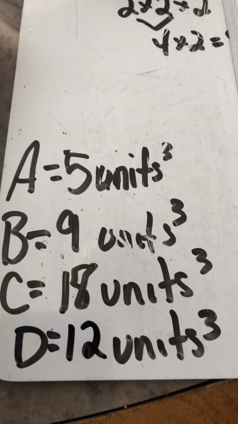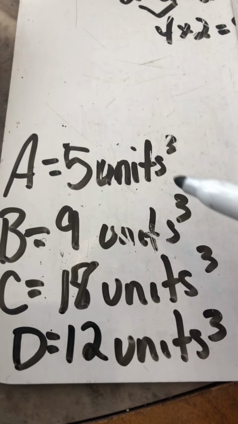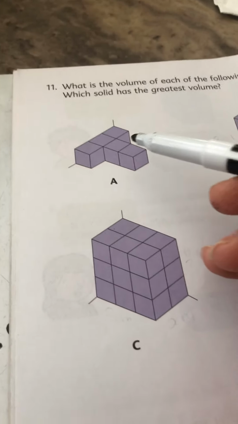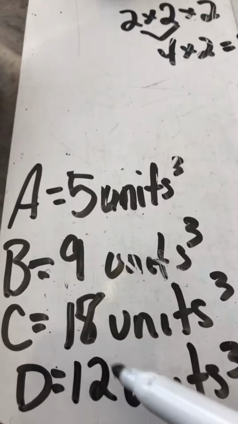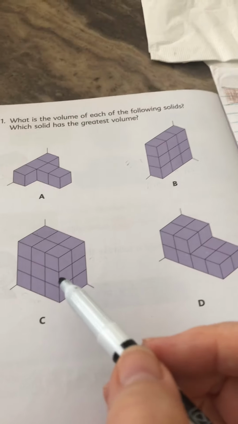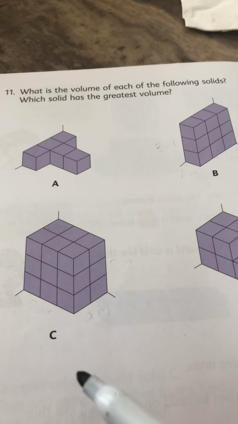So looking at this, which one has the smallest volume? Well, figure A. Figure A has the smallest volume. Which one has the largest volume? C has 18, so C has the largest volume with 18 units cubed.